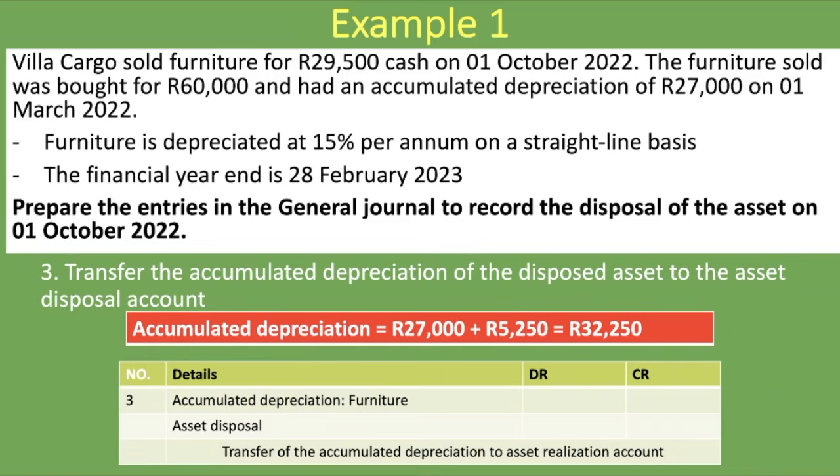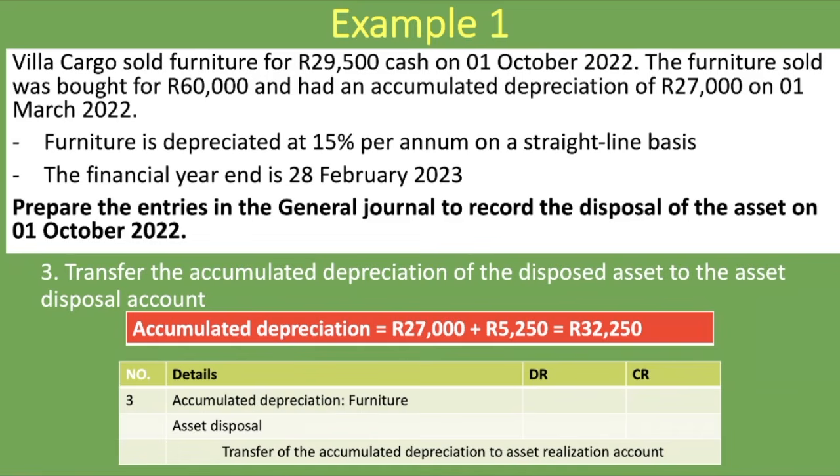Here's a question. What if we sold this furniture on the 1st of March 2022, at the beginning of the financial period? Well, our accumulated depreciation would be the 27,000 rand, because we are given the accumulated depreciation at that point, at the beginning of the financial period. You may be given accumulated depreciation at the date of sale. If you are, then you will just use that amount. But we were not given the accumulated depreciation at the date of sale.